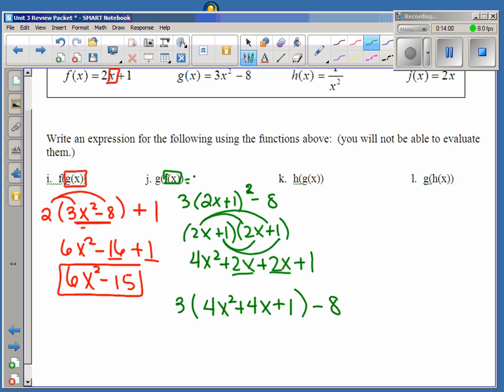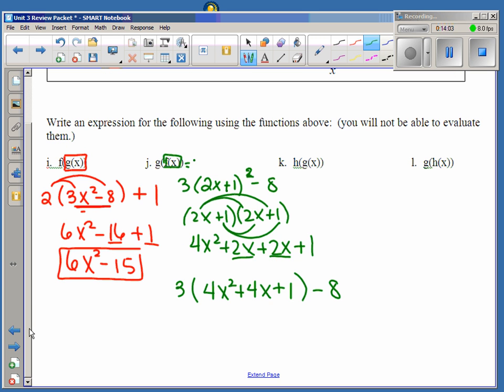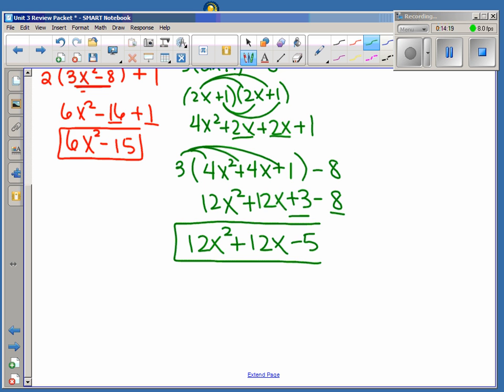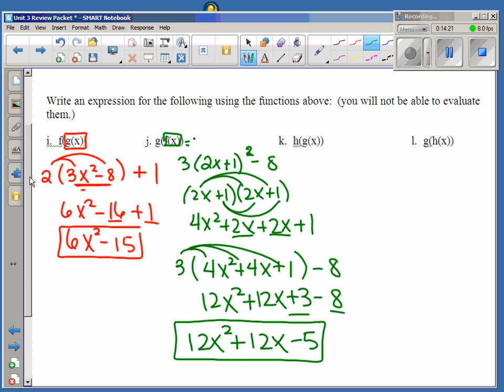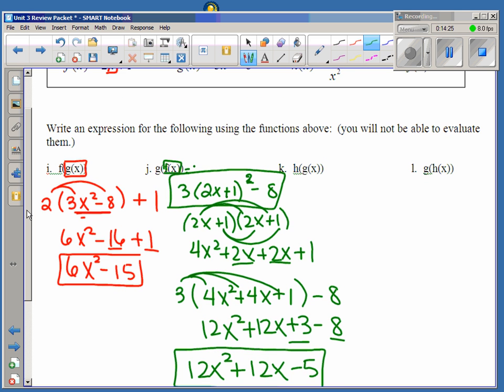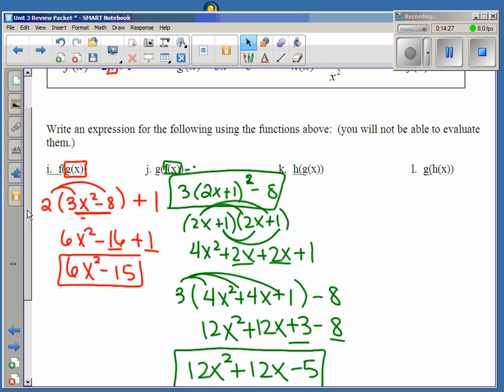And I just put that in for the 2x plus 1 squared. Now I distribute the 3. I get 12x squared plus 12x plus 3 minus the 8 on the end. I can combine those last two terms, so I get 12x squared plus 12x minus 5. Now again, you don't have to simplify. I would try it though. If you get to this step, you're fine. Please try to simplify because eventually you're going to need to do that in this class.